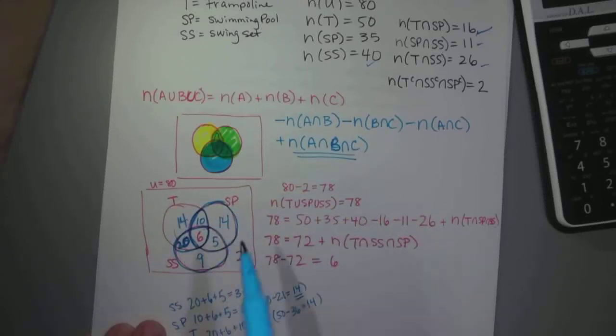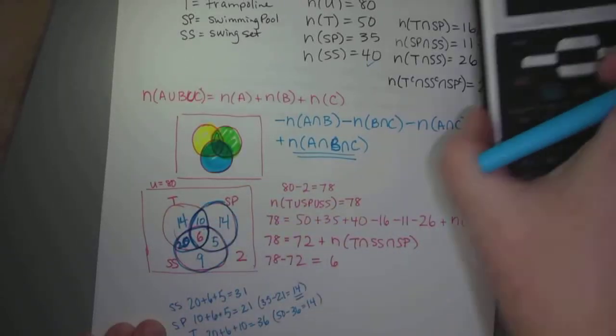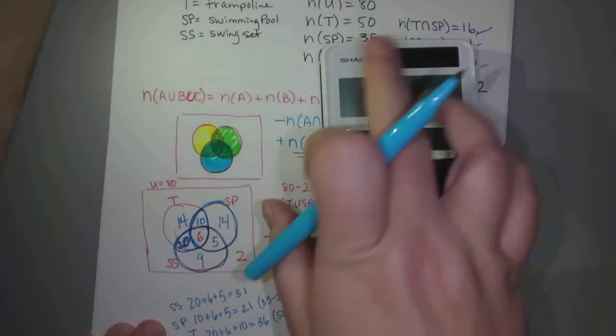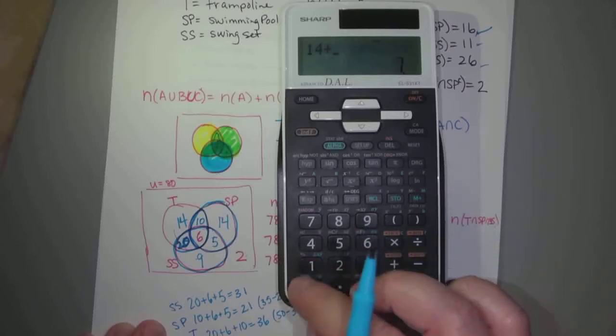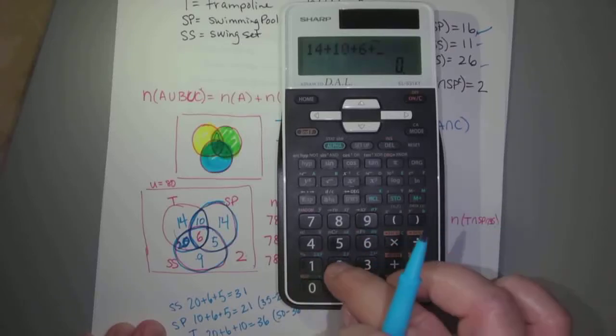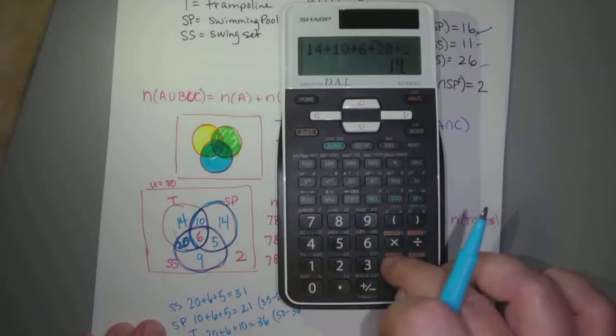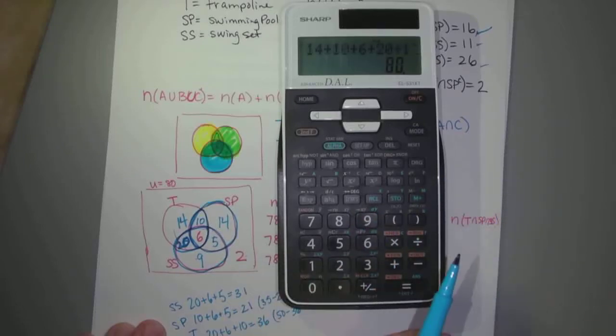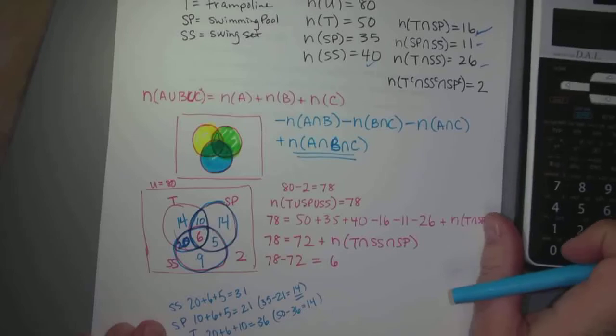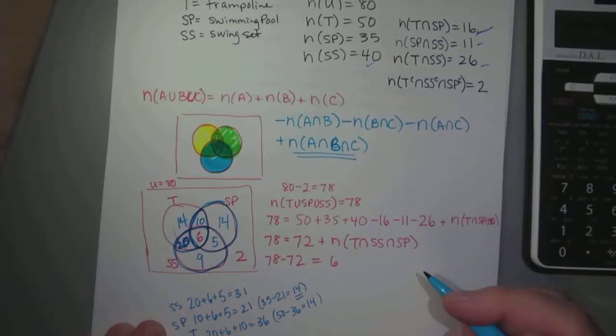And do we have a number in each spot? Yes. They should add up all to 80 if you didn't mess up, because the whole thing adds up to 80. So let's just double check. I'm just going to type all the numbers in. And don't forget the 2 out here. Adds up to 80. Perfect. And now we can answer the questions.